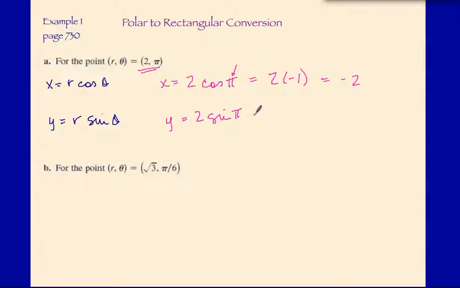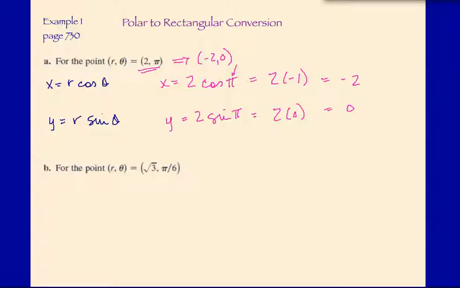For our particular y-coordinate, this means that it's going to be 2 times 0, since the sine of pi is 0, which is 0. So the rectangular coordinates that correspond to the polar coordinates 2, pi are -2, 0. Does that make sense? -2, 0. That was fun, wasn't it?